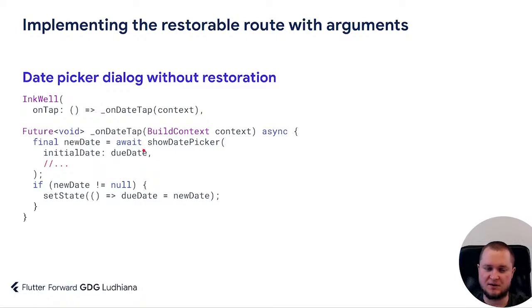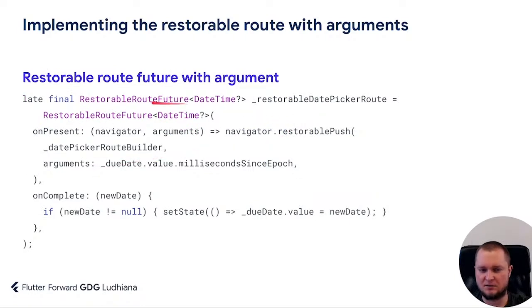This transition, this navigation from the item adding dialog to the date picker, has not only the result but also an argument. So the picker returns the selected date, or null if nothing is selected, but it also takes an initial date as an argument. The non-restorable version is very simple: call showDatePicker plus initial date, or its current date or previously selected date. There are some other parameters, but they are not important here. They are skipped for readability.